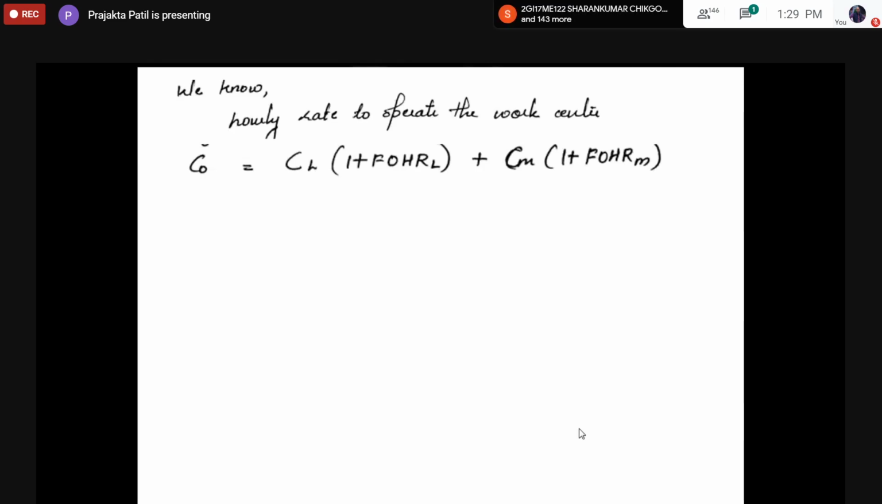So here you need to find the hourly rate to operate the work center, that is C naught. Do we know what is CL? Yes, from the problem statement CL has been given. It is $10 per hour. We know the factory overhead rate on labor. It is also given, 60%. Do we know what is CM? Do we know the cost of the machine?